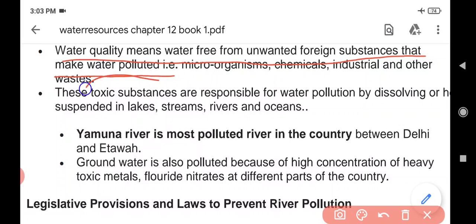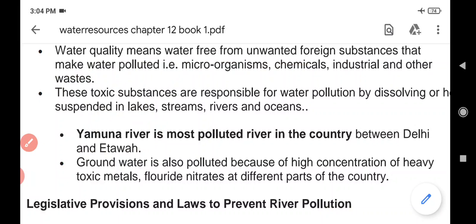The toxic substances, meaning the impure, poisonous substances which are responsible for water pollution, are dissolved in streams and they go to the lakes, streams, rivers and oceans. Just like Yamuna river is the most polluted river in India. Yamuna river flows through Delhi, and because near Delhi there are many industries, the wastage coming out of these industries pollutes the Yamuna river. This is the most polluted river in the country.